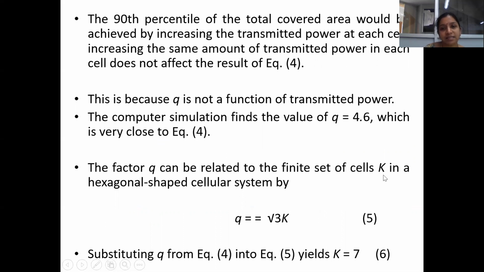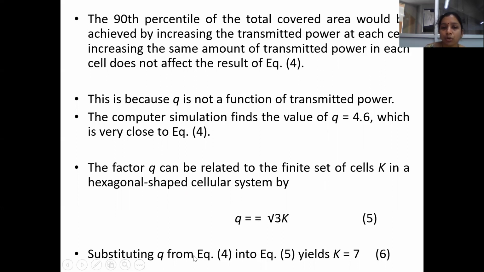K is the cluster size, the number of group frequencies that we are using in a cell, and it is a hexagonal shaped cellular system. So what is the Q value? Q is equal to D by R. Already we know D is equal to root 3 KR. So Q is equal to D by R and D is equal to root 3K into R. From that we get the Q value equal to root 3 into K.